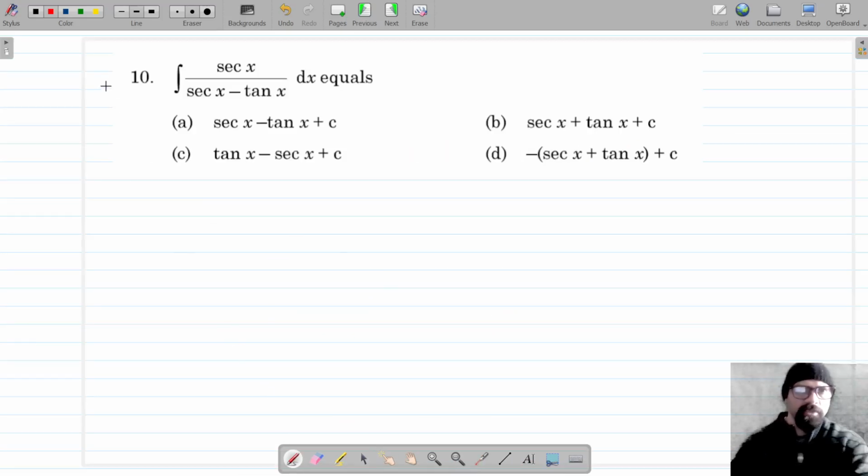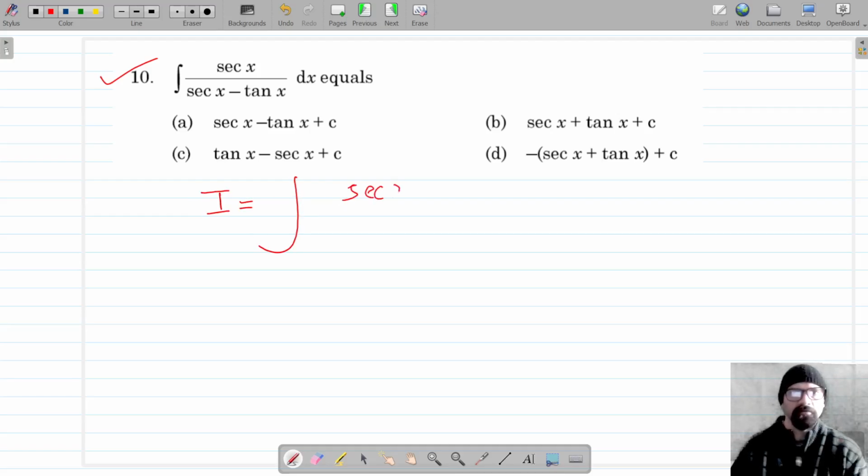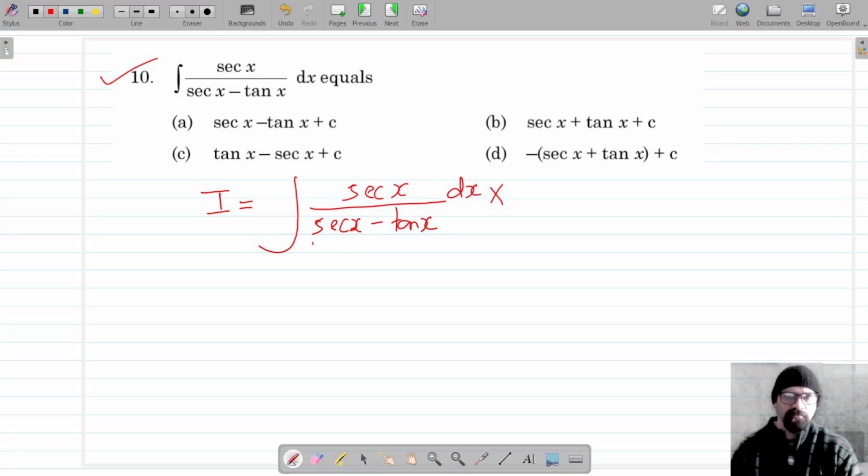For question number 10, we have to find the integration of secant x upon secant x minus tan x. Let this be our integral I. So I is the integral of secant x upon secant x minus tan x dx. What I'm going to do is rationalize this. Let me multiply the numerator and denominator by the conjugate of the denominator. So the conjugate is secant x plus tan x. Let's multiply this with the numerator and the denominator.